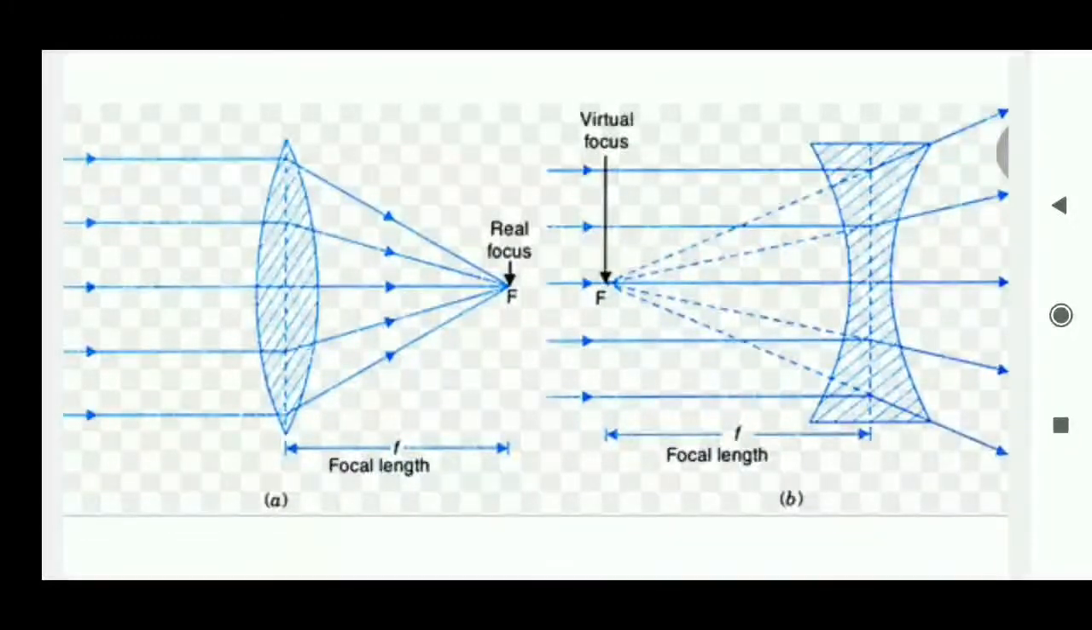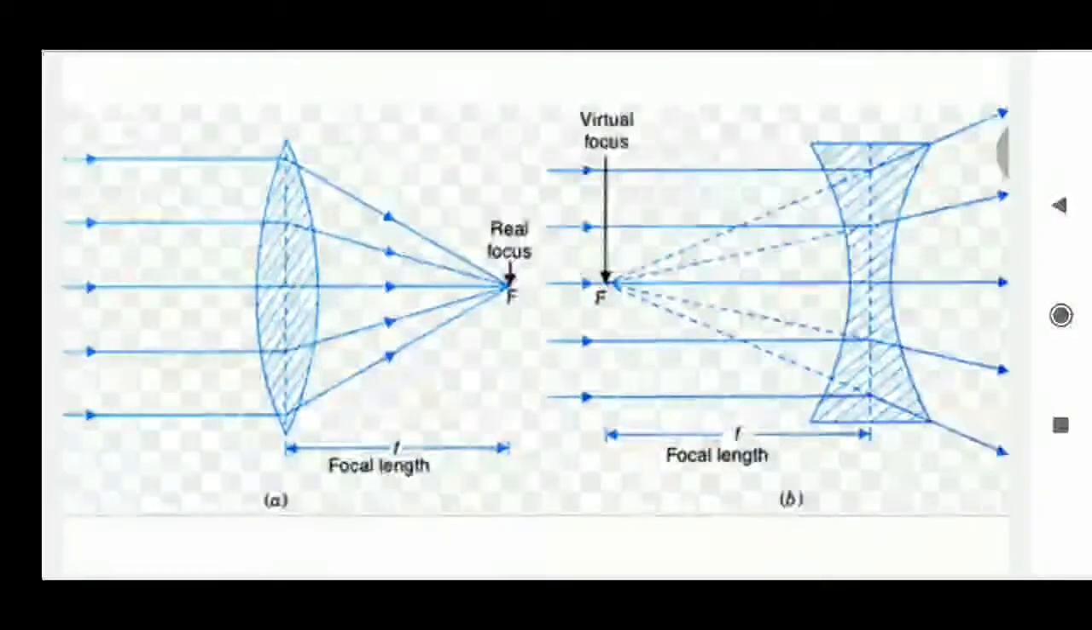The distance between this focus point and the center of the lens, that is the optic center, is what we call focal length. Same thing if you take a concave lens, which is a diverging lens. The parallel beam of rays are diverging, but to find the focal length, we extend these diverging rays backwards, and they appear to converge at a particular point. That point is what we call the focus of a concave lens. The distance between this focus point and the optic center of the lens is what we call focal length here also.